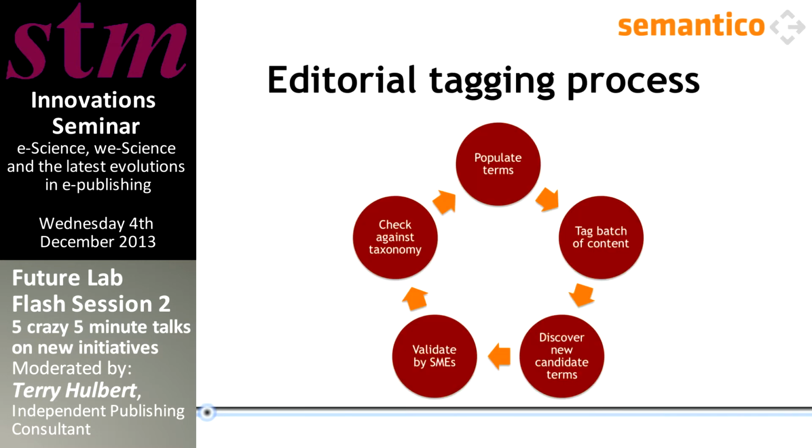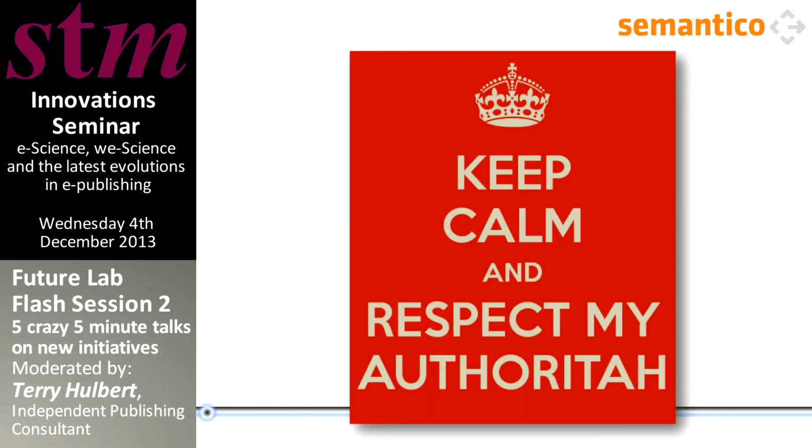There was an iterative process for the editorial side of things, where once we populated those terms, there was a batch of content which was tagged. That led to the discovery of new candidate terms. These were validated by subject matter experts who then checked back against the taxonomy to populate more terms in there. We turned that taxonomy over to the subject matter experts and let them build out the remaining levels and tag all of the content. So there were several rounds of iteration, so that we could allow the structure to be enhanced as part of the tagging process, so it wasn't static.